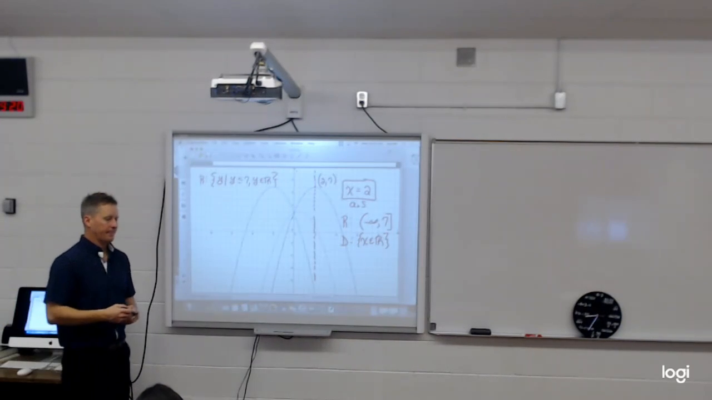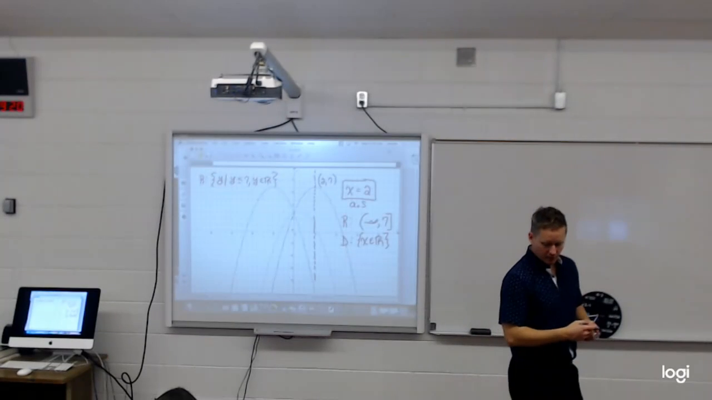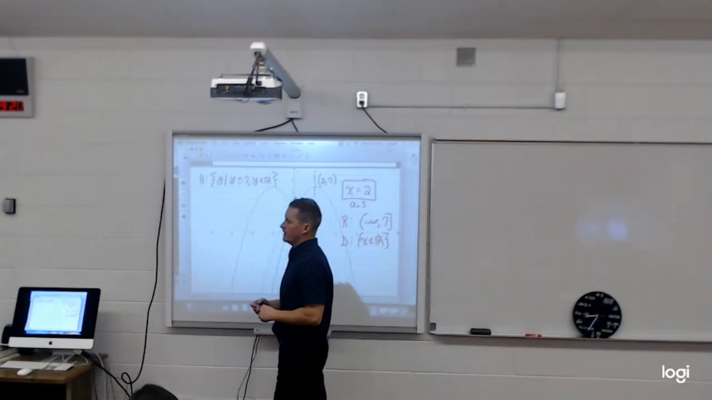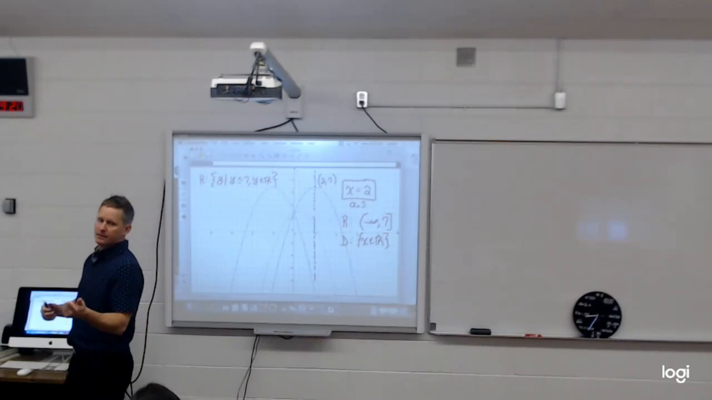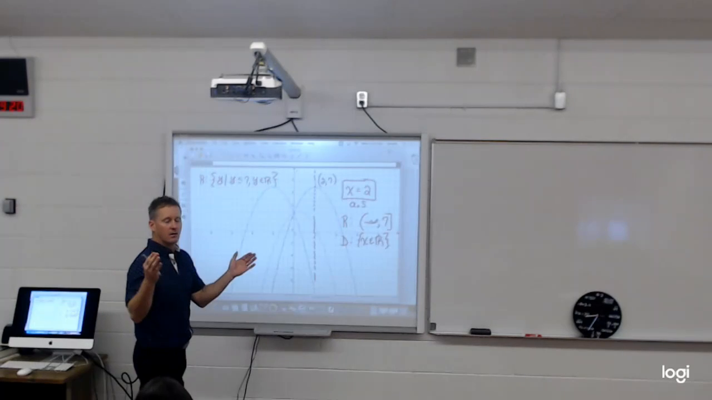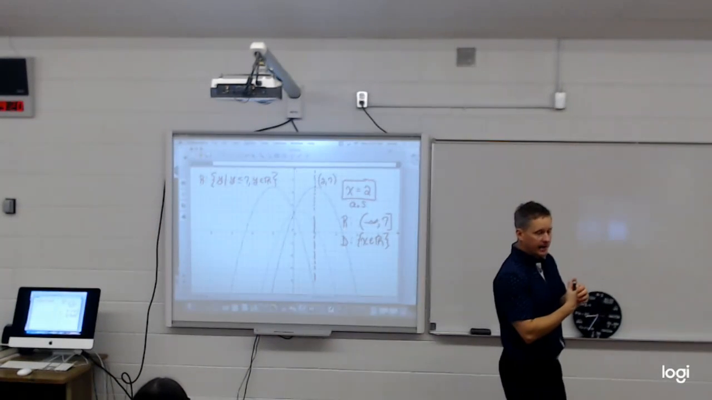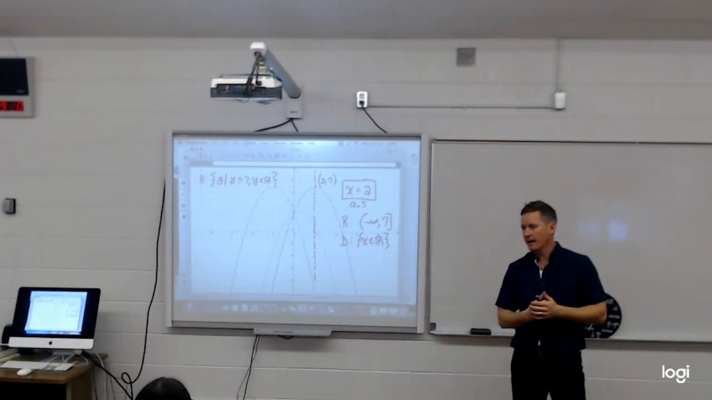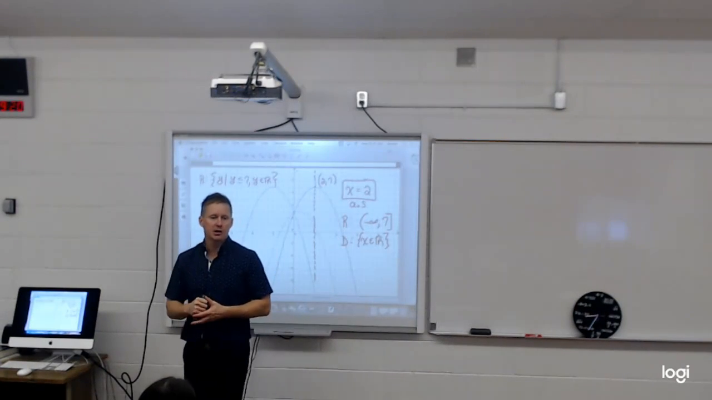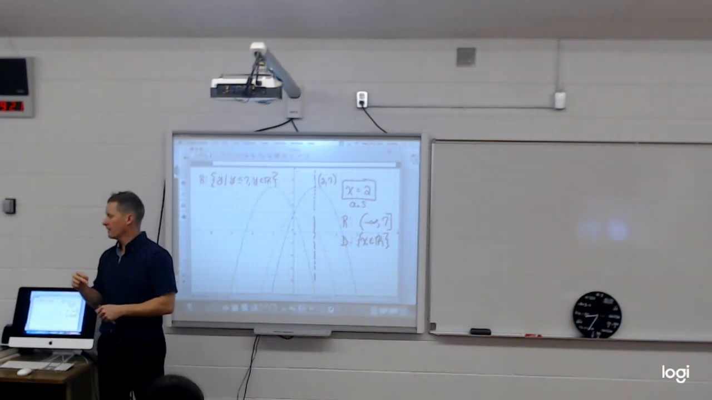Okay? That's basically it. So the characteristics that we need to know: we need to know what a vertex is, we need to know what the axis of symmetry is. We need to know what part of the equation affects whether it opens up or down, whether it opens wider or narrower. We need to know max and min. We need to know the range, as well as the domain.